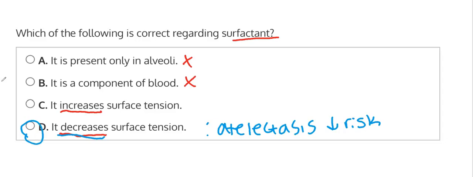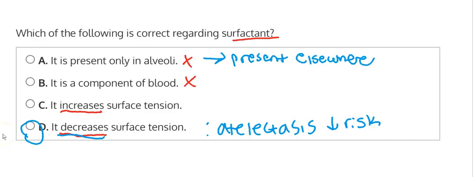Looking back at options A and B, saying that option A, it's only present in the alveoli, that's not true. We know that surfactant is present in different parts of the respiratory system, as well as outside of the respiratory system. It has been identified in the pleura, the articular cartilage, gastric wall, eustachian tube, and peritoneum. So we know that it is present in different parts of the body, so present elsewhere as well.